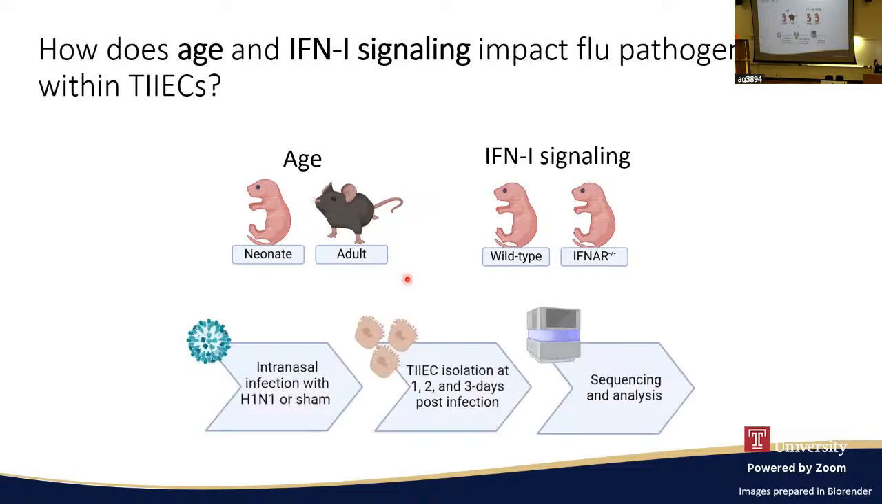So we intranasally infected neonates and adults, with both wild type and IFNAR genotypes, with flu or sham controls. We then isolated primary type 2 epithelial cells from the lungs at early time points post-infection, so 1, 2, and 3 days post-infection. And then we sequenced them and analyzed them for different gene transcription.